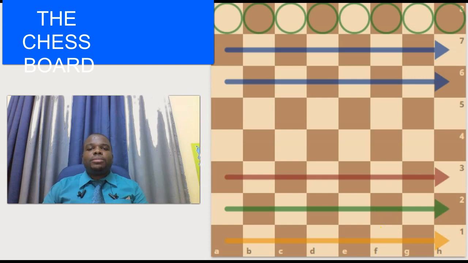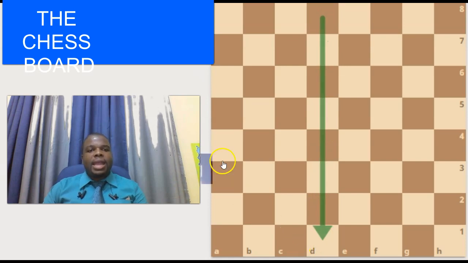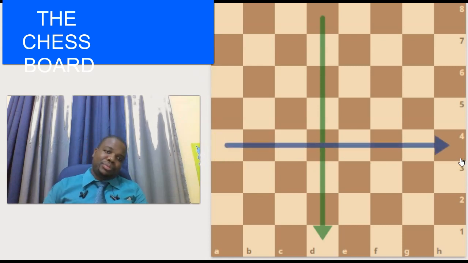Alright, so let's go over quickly. We have the file, the D file, that's highlighted there, and we have the 4th rank. Now, this is very important, because where the file meets a rank, we have a square.